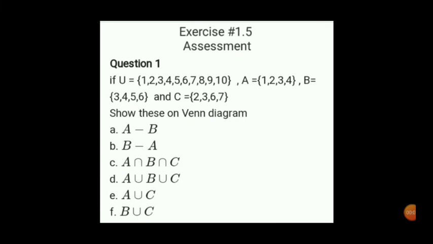That's very good. Now I hope you will be able to draw Venn diagrams using all these questions. Okay, so solve all these questions using Venn diagrams and send me your feedback on my number. I will wait for your answer.